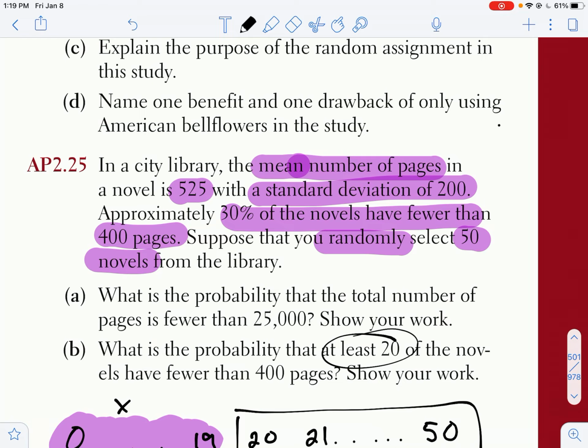So hopefully that helps you out with number 25. I know a lot of people had questions about this. So hopefully this helps you in the future when you see problems just like this.